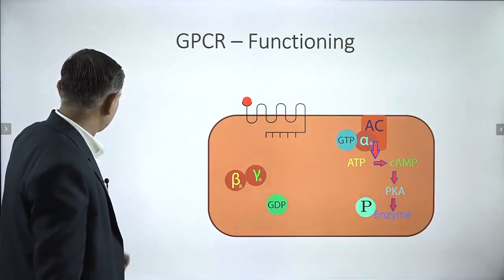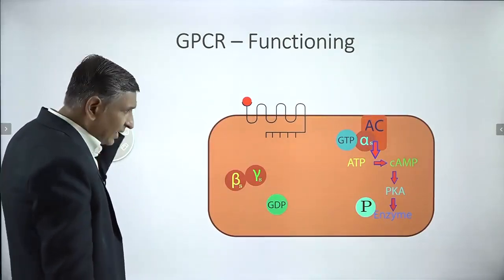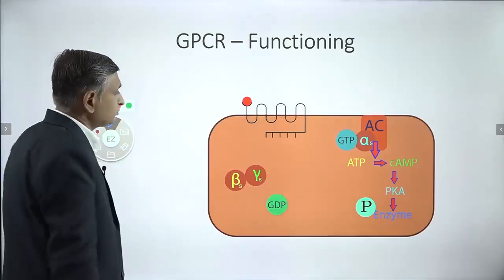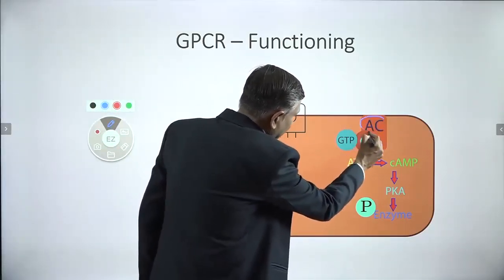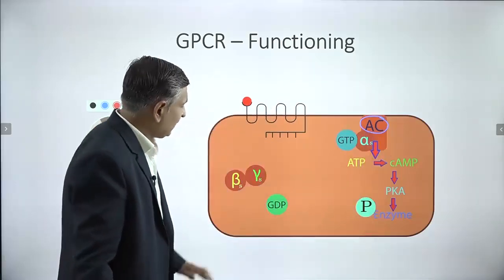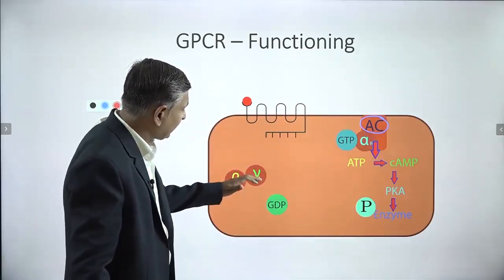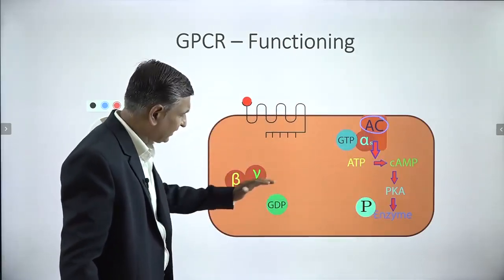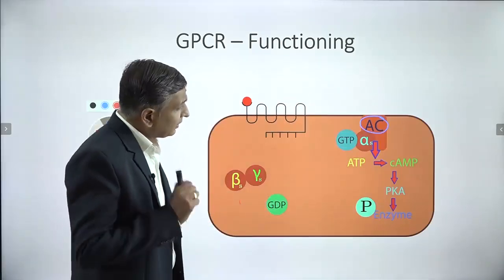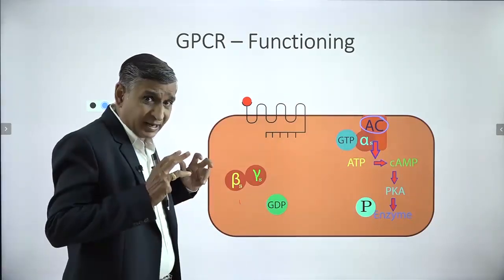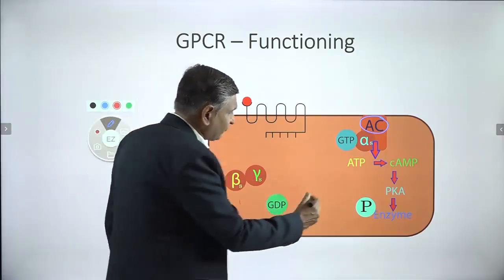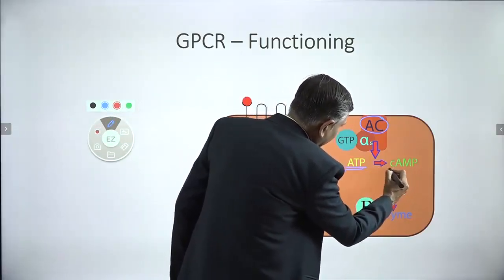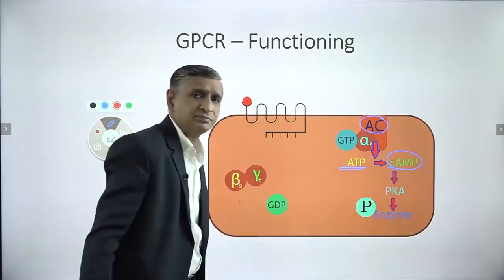Now, you can see that a high energy molecule, GTP, plus the alpha subunit are going to stimulate this adenylyl cyclase, and the beta and gamma subunits get separated, GDP is separated. Now this adenylyl cyclase gets activated. Activation of adenylyl cyclase is responsible for conversion of ATP into cyclic AMP.